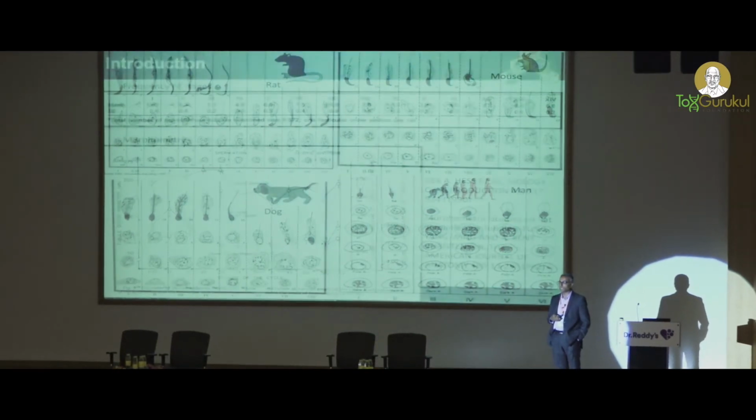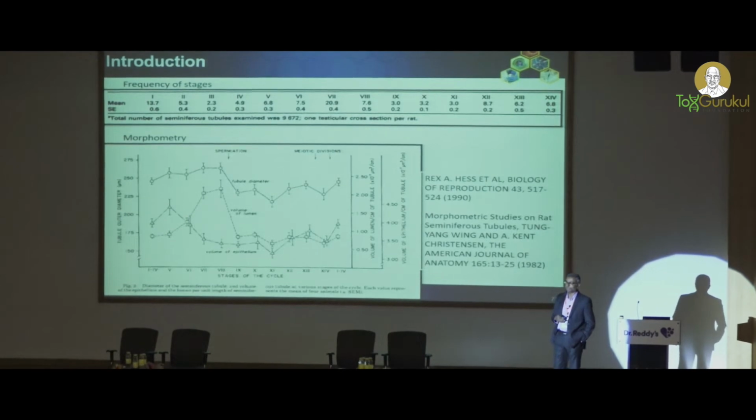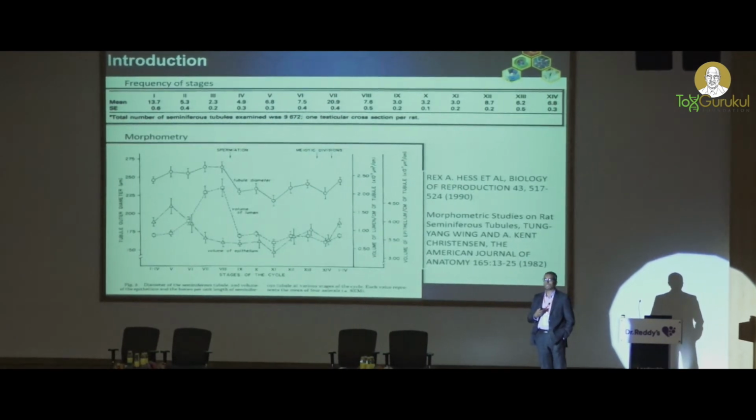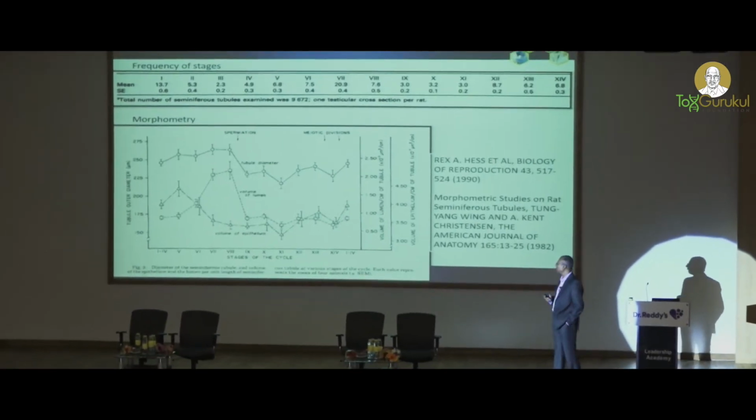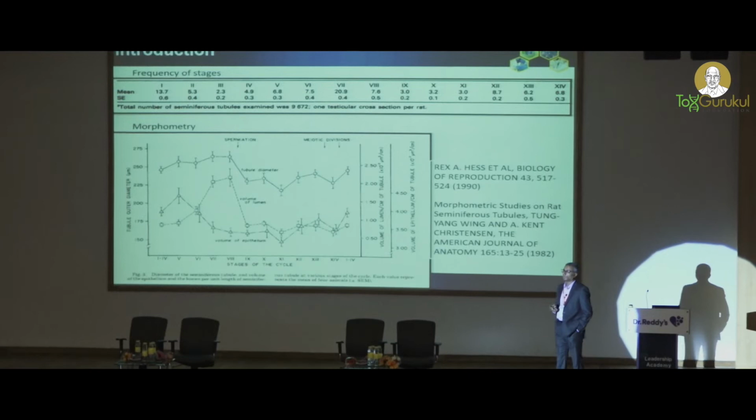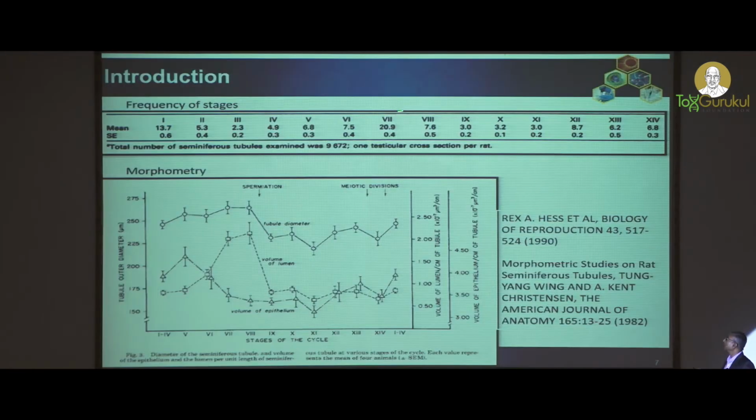So, with this introduction, there is one more point. If you look at a cross section of a testis, this is actually from rat, and it will vary from species to species. Stage 7 tubules, stage 7 is the most frequent stage that you observe in rat, followed by stage 1, and the rest of the 12 other stages vary from something like 2% to 8% in rat.